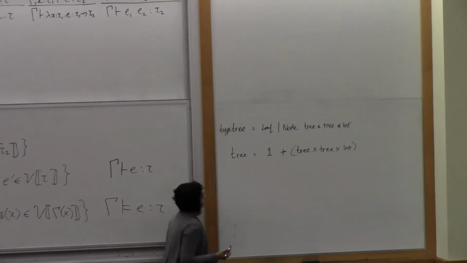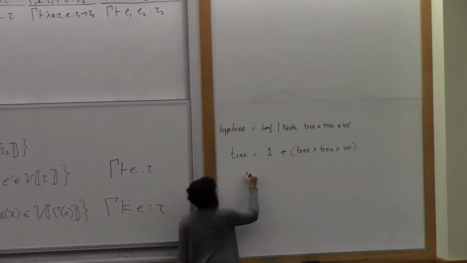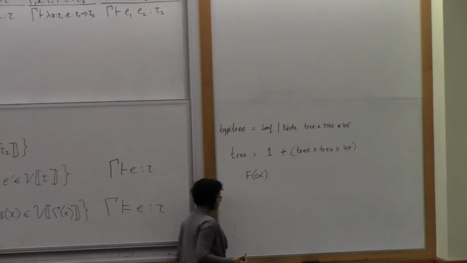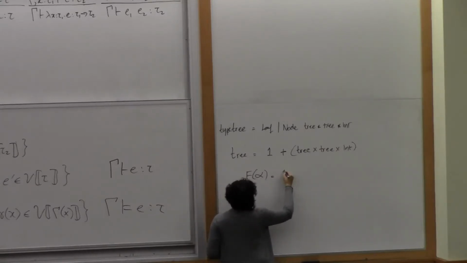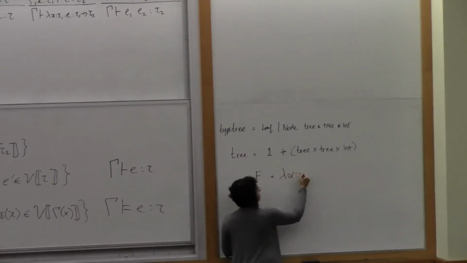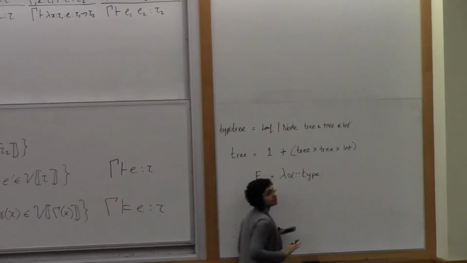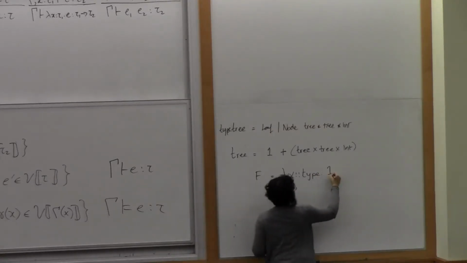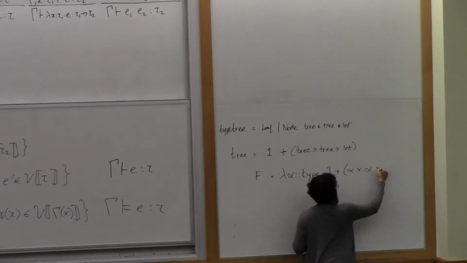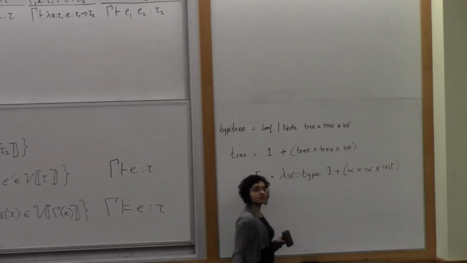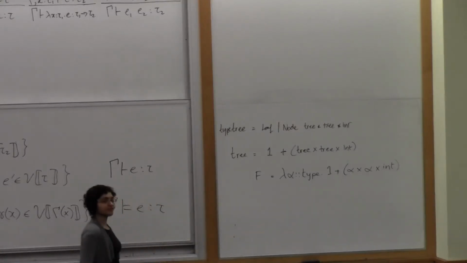So let's write down the function f of alpha, whose fixed point we need in order to get a tree. Basically, it should be, well, let's write it like this. Here's a function on types that takes a type alpha, which is my way of saying that alpha is a type, and gives you back the type unit plus alpha cross int. Right? And we want to take the least fixed point of that.